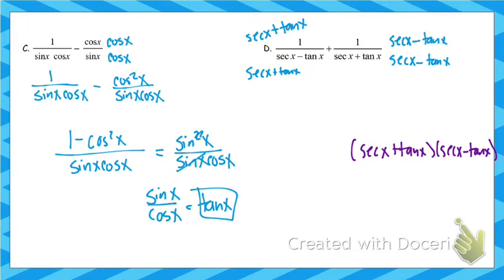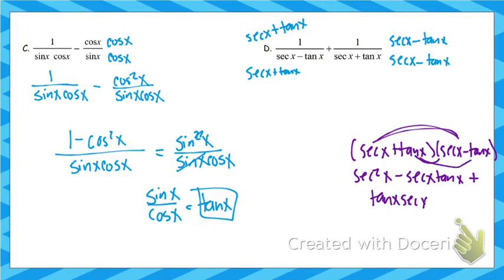So I'm going to go ahead and show you the whole step here, but in the future I'm probably going to skip the middle step. Secant times secant is secant squared. Secant times negative tangent is going to be a minus secant tangent. Tangent times secant would be plus tangent secant. And then I would have minus tangent squared. Like I was saying, it's a difference of squares because those middle terms will cancel out. One of them is plus and one of them is minus. So all that leaves me with in the denominator is secant squared minus tangent squared.